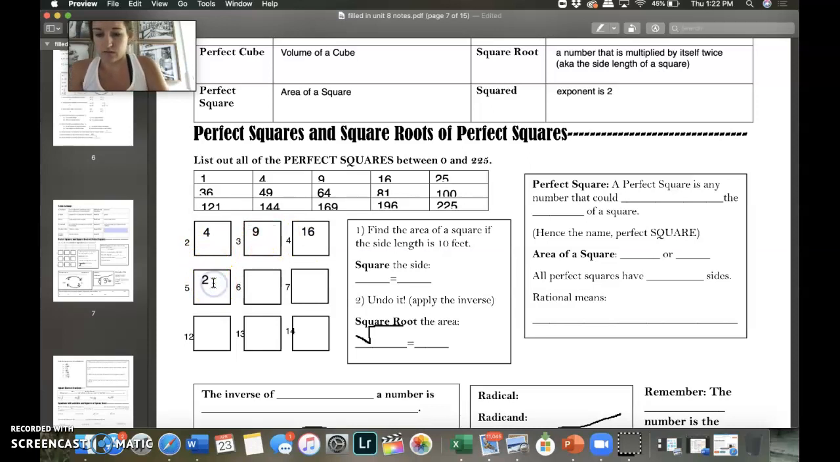5 times 5 is 25. 6 times 6, that area of the square would be 36. 7 times 7 would be 49. 12 times 12 is, ooh, which one was 12 times 12?